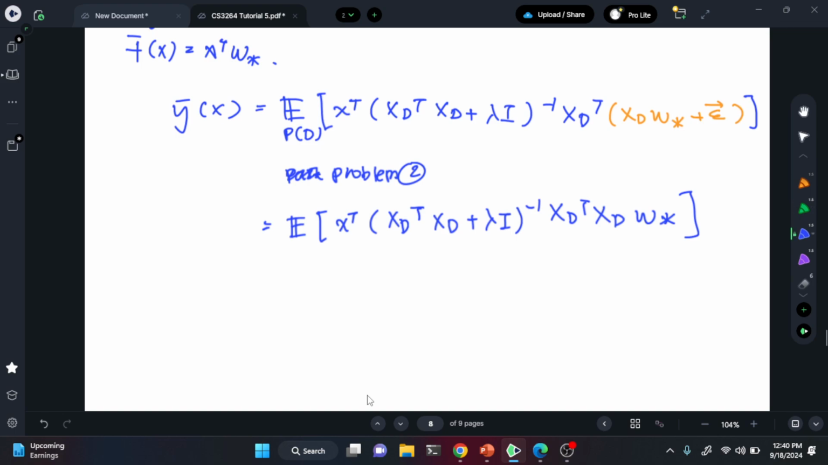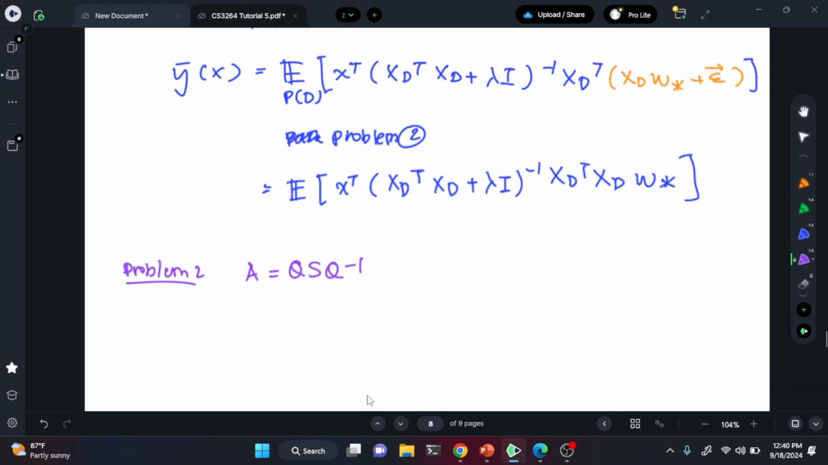Just now we have shown in problem 2 that any matrix A that has full rank, I can just separate out into Q S Q inverse. Okay, so let's set A to be equal to X^T X. Now every time I see X^T X, I will call this A, which we assume can be written as Q S Q inverse.